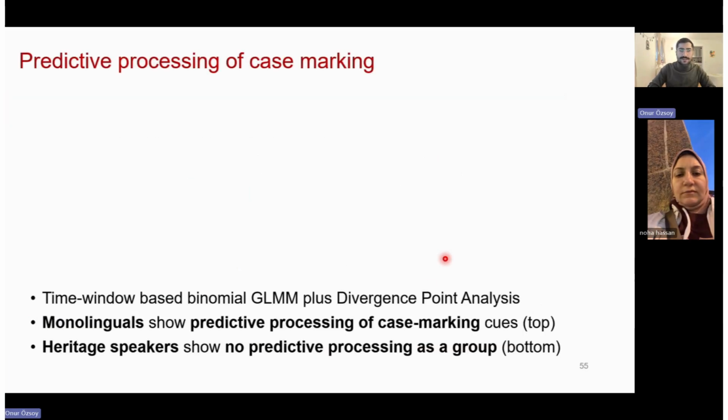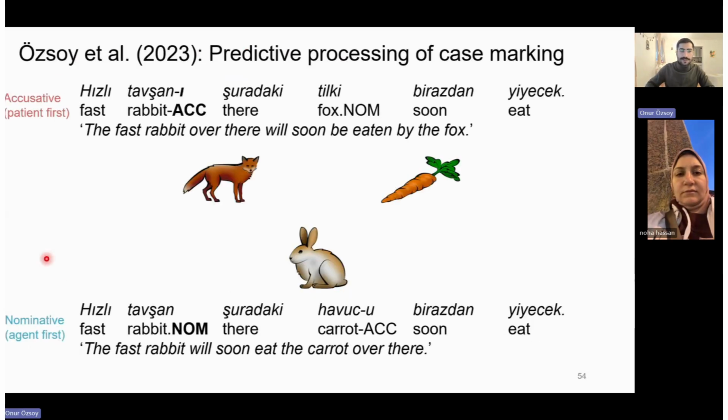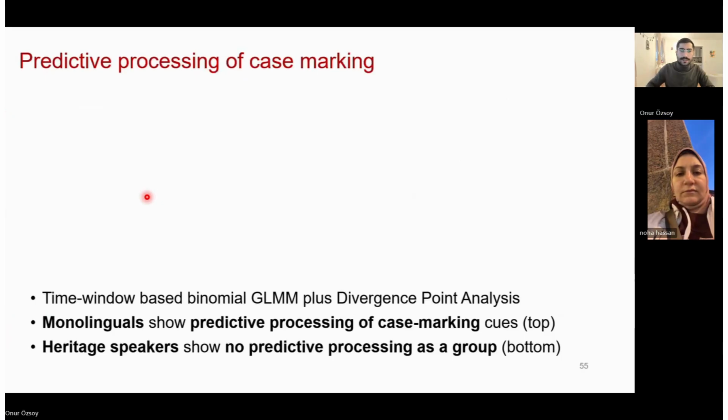So we test this, doing several analyses based on the time windows of the looks of the people, and compare these two conditions, the accusative and the nominative condition. And we test this with the bilingual heritage speakers that I just talked about and monolingual speakers in Turkey, just because that also interests us.